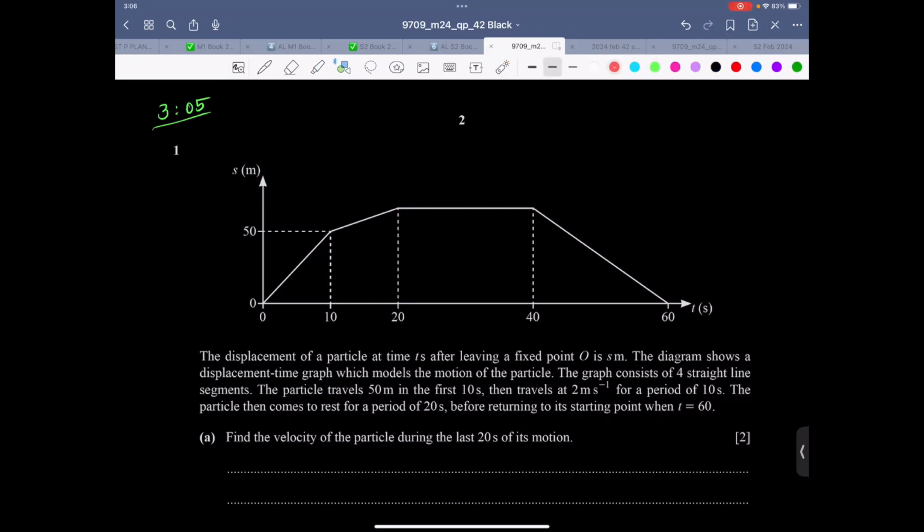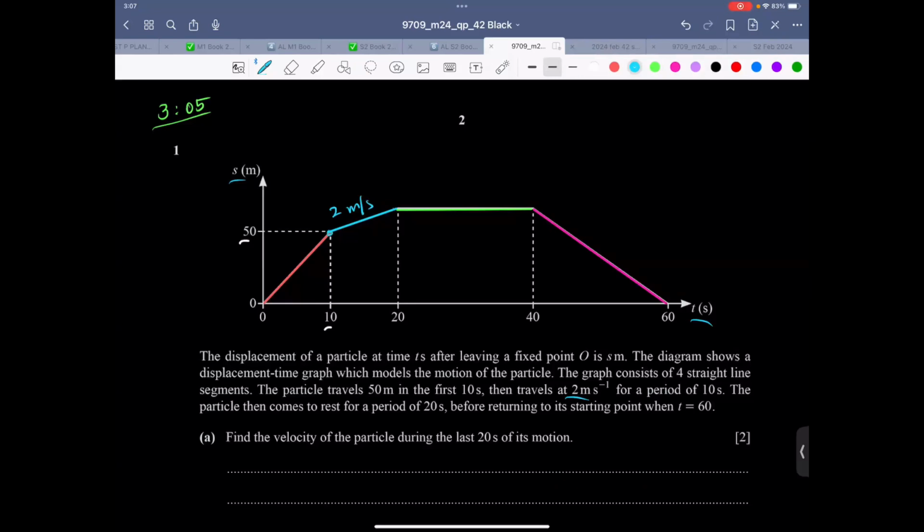Now, first of all, let me just mark some straight lines over here. So that is the first portion of the graph. And then we have this blue portion, the second one. And then the third one, the rest portion. And then the fourth one is returning to its original point, the starting point. So now over here, this is 50, this is 10. And over here, the blue portion, the gradient is 2 meters per second, because the gradient of a distance time graph is speed. So therefore, if it's displacement and time, it's velocity.